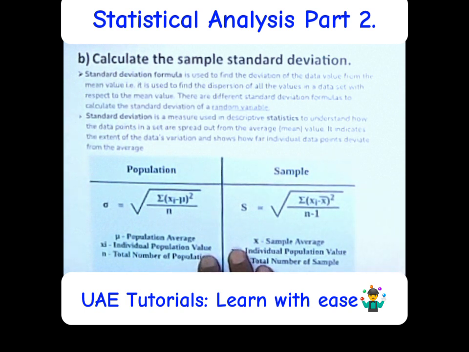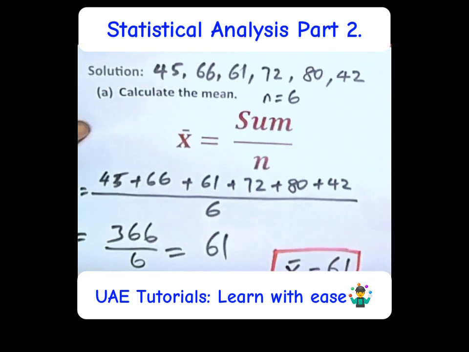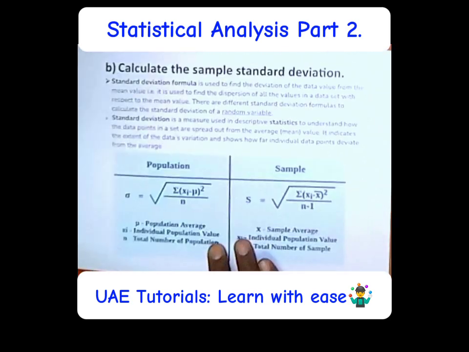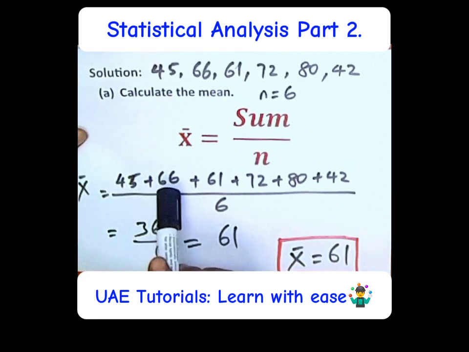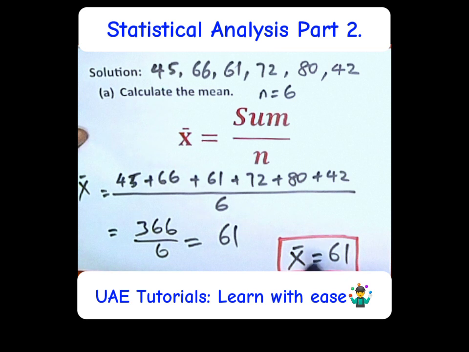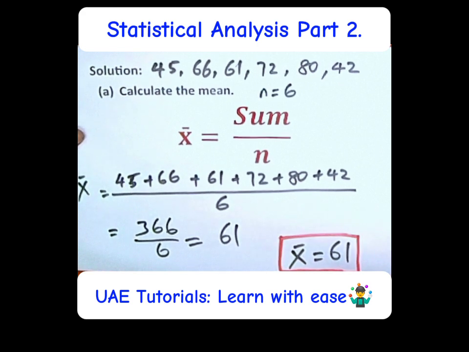Again, remember that the mean is 61. So how are the different points, how did they deviate from this mean? That is just the concept that standard deviation is trying to explain.